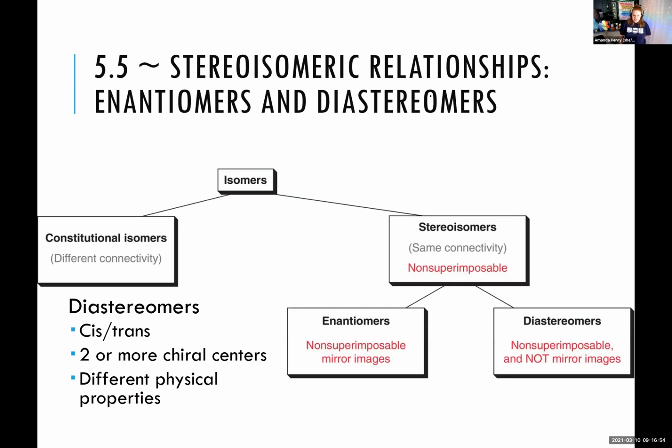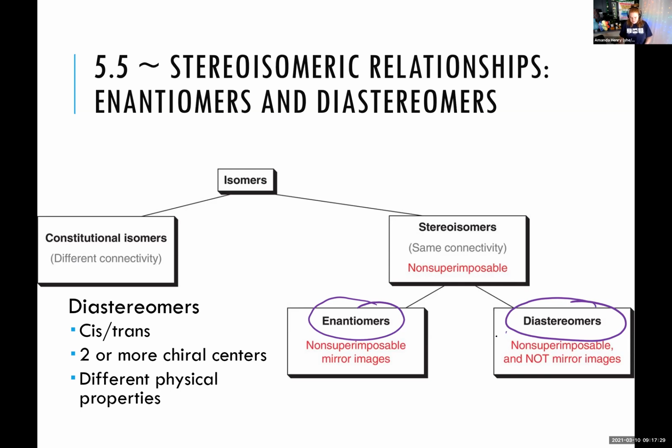Back to our little flow chart here. We've talked about constitutional isomers. We've used the umbrella term of stereoisomers. We've talked about enantiomers. Our new word, diastereomers. I think of diastereomers as our gray category, our gray area. So enantiomers are non-superimposable mirror images. They're mirror images of each other, but they're not the same thing.